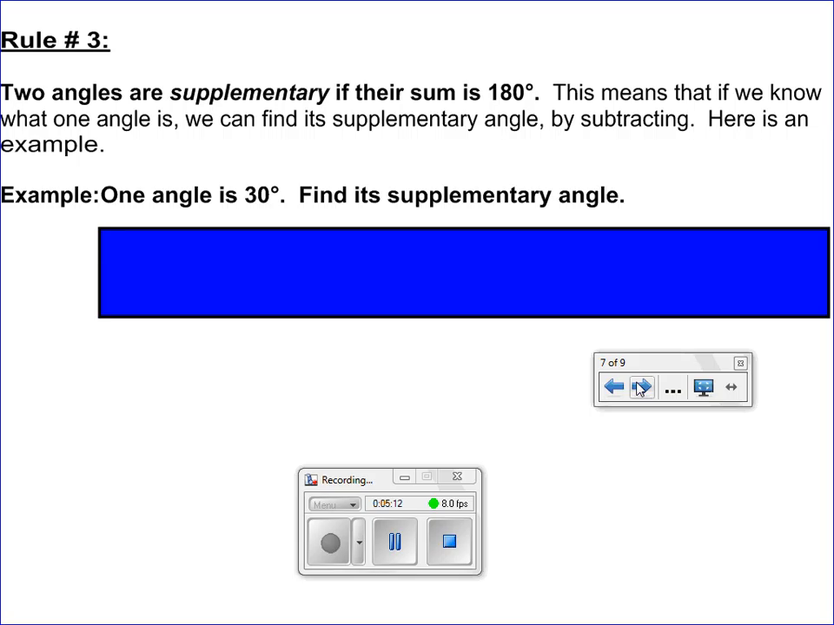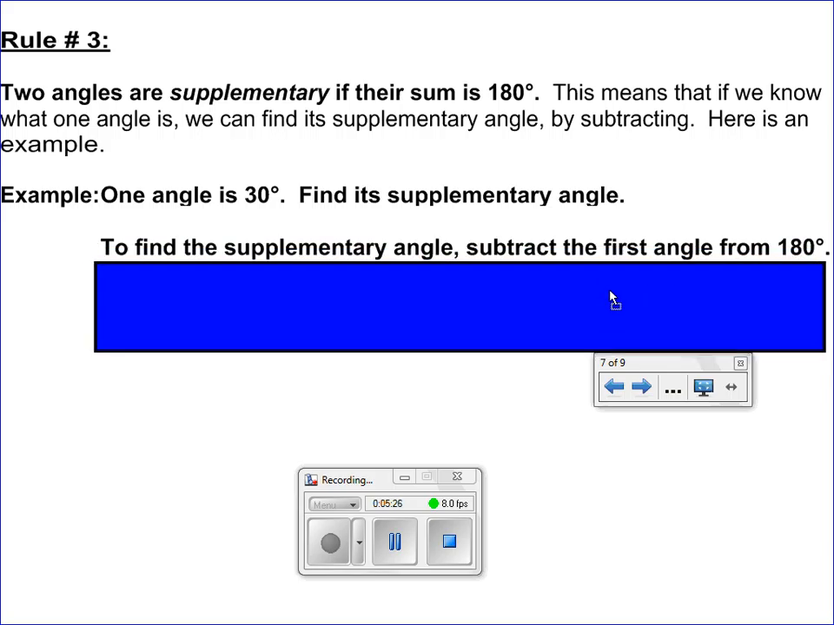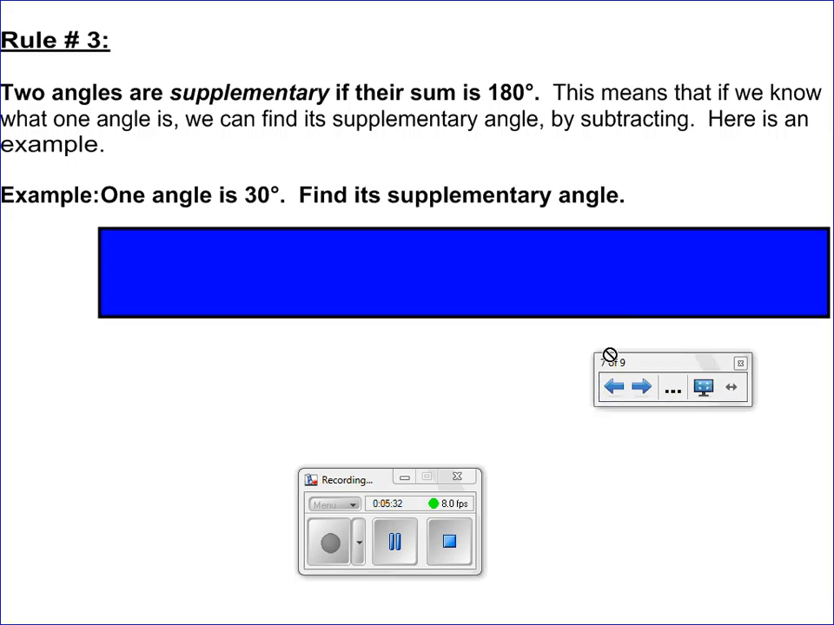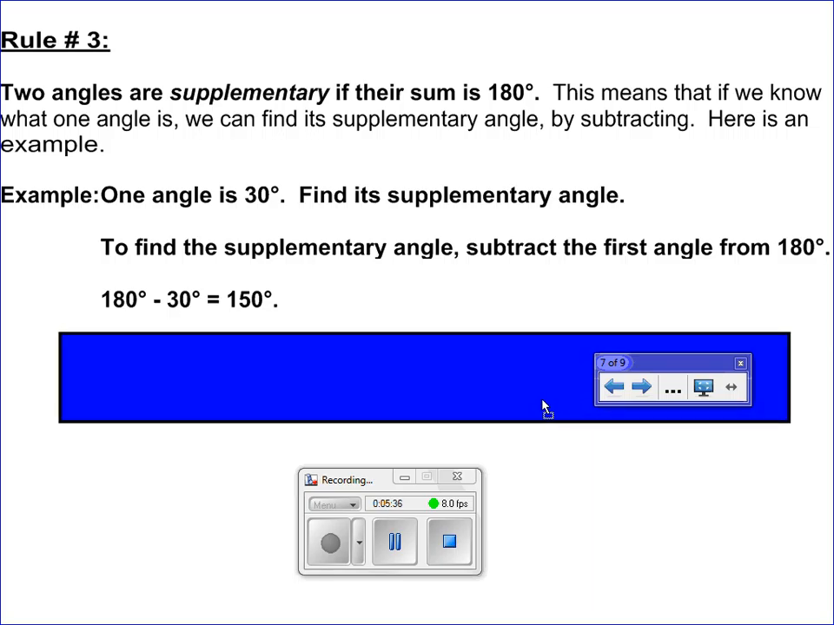Okay, I'll give you a couple of moments to figure out the answer on your own, and then I'll reveal the solution. Are you ready? Okay. So to find the supplementary angle, we subtract the first angle from 180. We find that 180 minus 30 degrees equals 150 degrees.